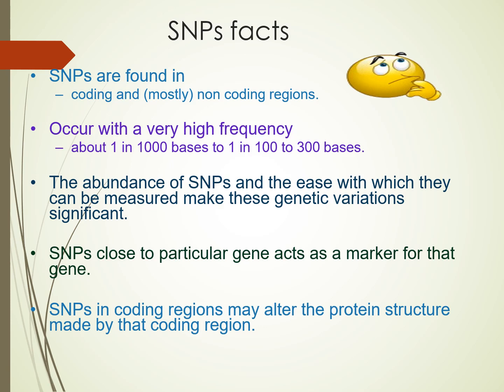The abundance of SNPs and the ease with which they can be measured make this genetic variation significant. Now, SNPs close to a particular gene act as a marker for that gene. So again, in the physical mapping of the genome, we can use this SNP as a marker. Now, an SNP in the coding region may alter the protein structure made by that coding region. This you already know: as in the case of sickle cell anemia, there is just a single nucleotide variation or mutation, and due to that, the whole protein structure of hemoglobin got changed.